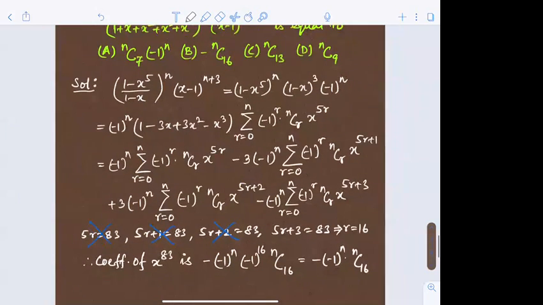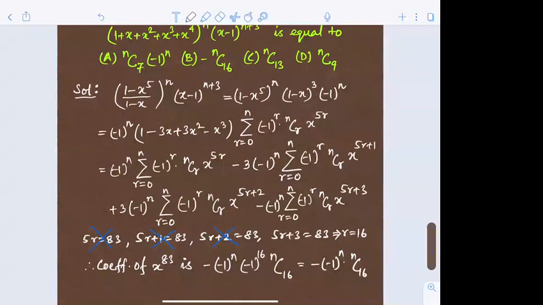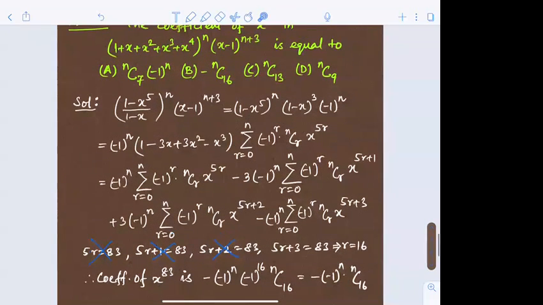Let us check the options. We have a minus nC16. So this minus 1 to the power n is still remaining because we do not know the sign of n. We do not know whether n is even or odd. So in the option, actually, this minus 1 to the power n should be present. Or are we making any mistake here? Can we get rid of that minus 1 to the power n from these two after cancelling?